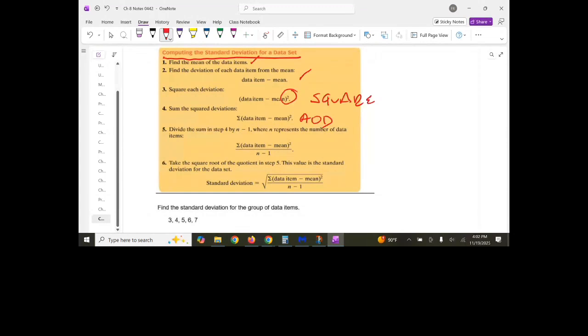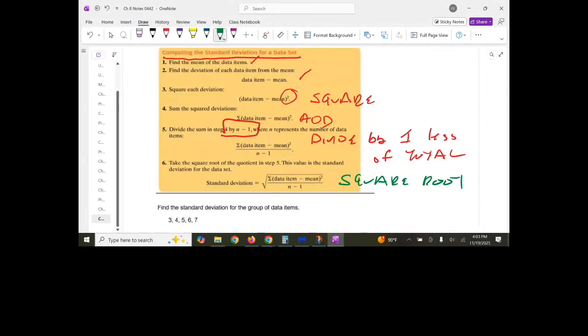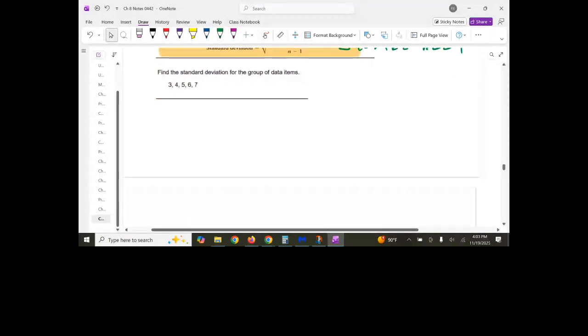Okay. Once we add those numbers together, we're going to divide by 1 less than the total. And then finally, what we're going to do, we're going to take the square root. Okay, so y'all, we're going to go really slow here, okay? And we're going to do this in pieces.